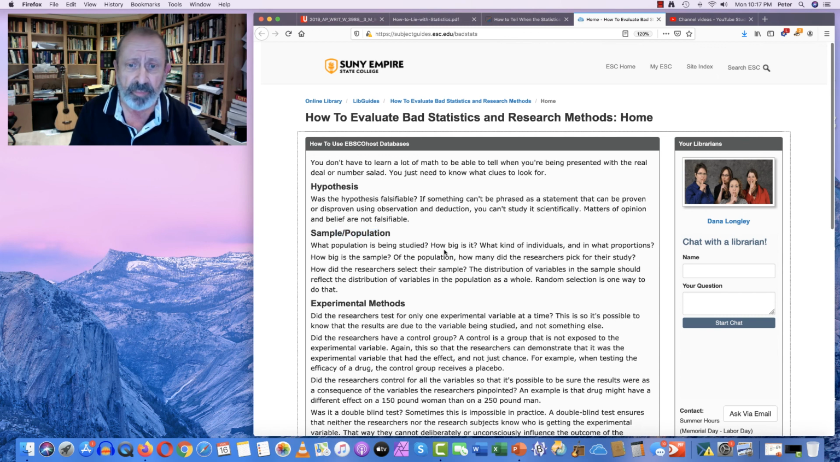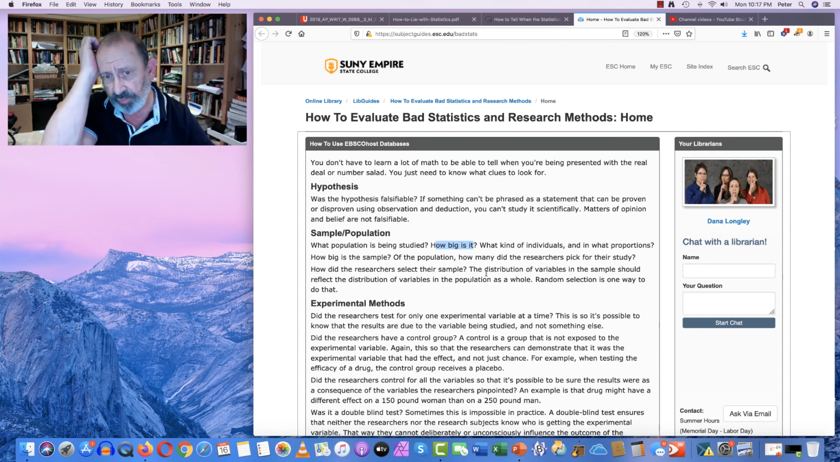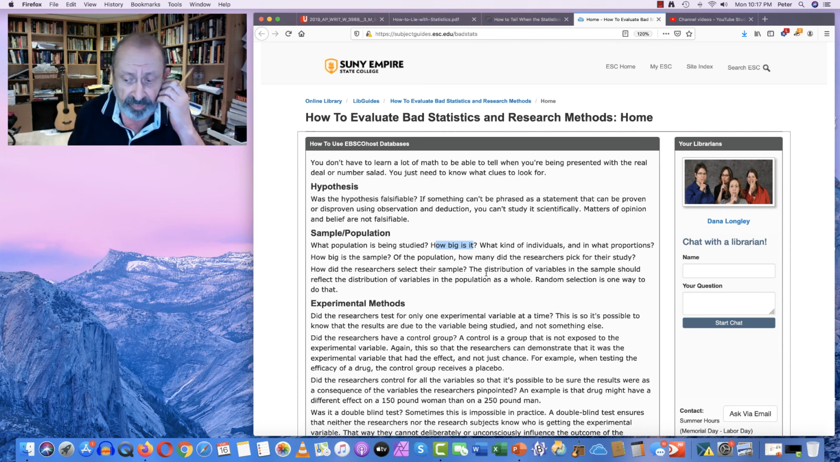Sample and population, you want to take a look. We call this the N factor, capital N, which is short for number, how many were in the study. So for example, I could say, I did a survey of how many people preferred chicken to beef, and 50% of those surveyed said that they preferred beef. Well, how many people did you question? Well, I questioned 2. 1 is 50% of 2. So 50% sounds a lot more convincing than 1 out of 2 people interviewed. So how big a population was studied? Who were the people in the sample?